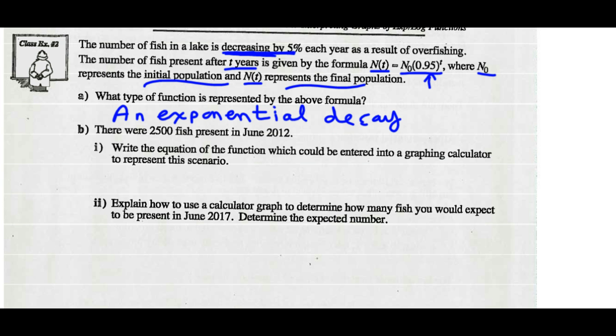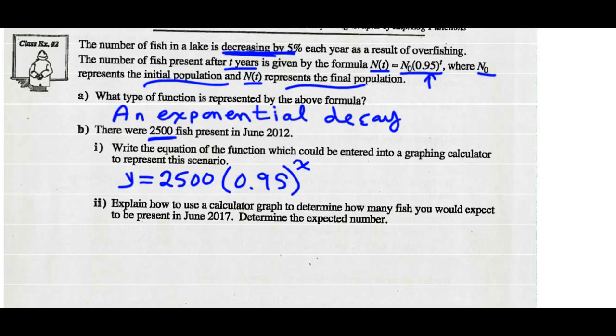All right. There were 2,500 fish present in June 2012. Write the equation of the function which would be entered into a graphing calculator to represent this scenario. So I'm going to let N at t equal y, and N at 0, the original amount of fish, was 2,500. We've got our base of the exponent, 0.95, and our time is going to be represented by our x variable.